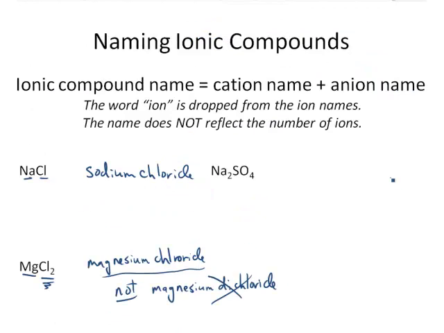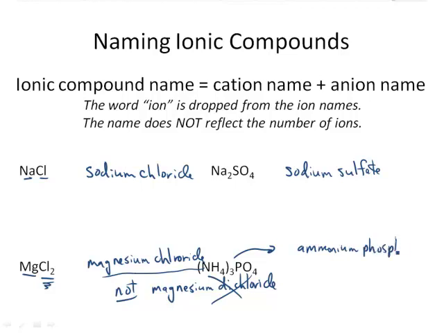Okay. This will be sodium sulfate. And this final one here, sorry it's a little hard to read, is ammonium phosphate. Notice that there's nothing in the name that tells you how many ammoniums or how many phosphates. You know ammonium has a +1 charge. You know phosphate has a 3- charge. Therefore, there must be 3 ammoniums for each phosphate.